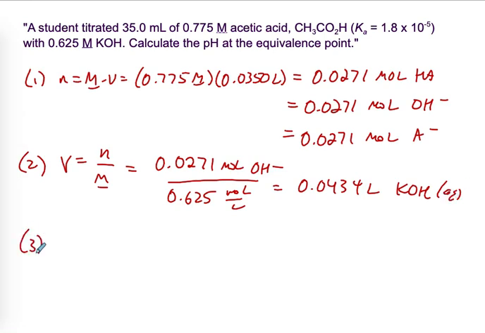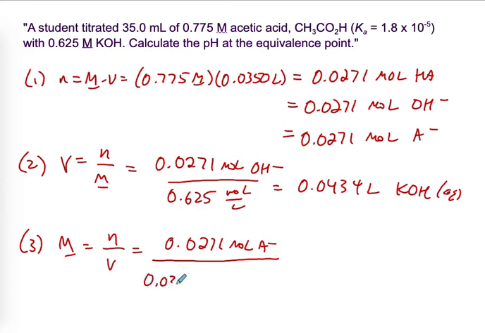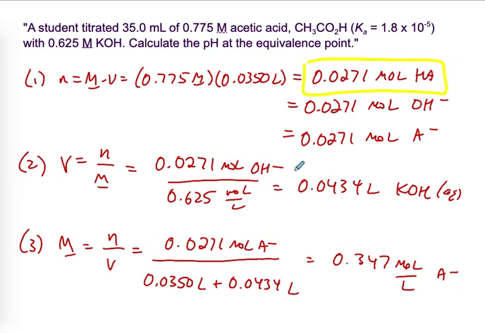In step 3, to calculate the concentration of the conjugate base acetate at the equivalence point, we'll use concentration equals moles over volume. That would be 0.0271 moles of acetate divided by the total volume of solution present at the equivalence point, which is equal to the initial volume of analyte plus the volume of titrant added, which we calculated in step 2, to give me 0.347 moles per liter of the conjugate base. Let's box the important results here. Okay, that, and that.